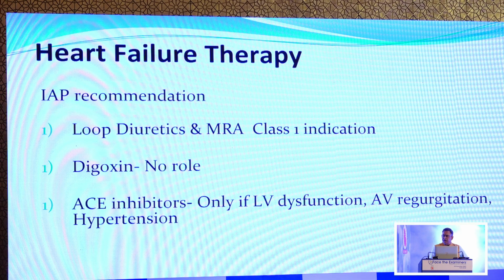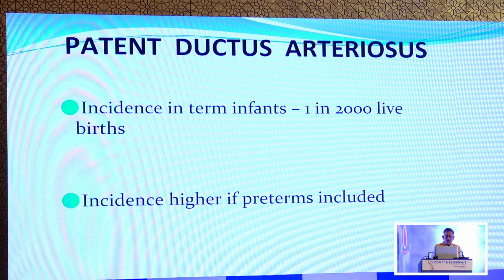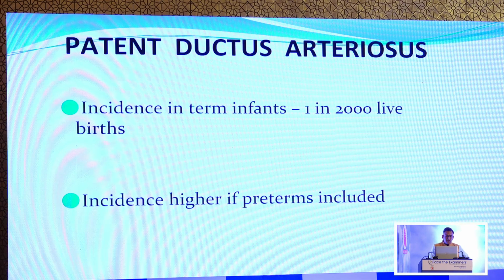Therapy of heart failure: digoxin has no role, contrary to what is believed. The only important thing is loop diuretics with MRA or ACE inhibitors. And transcatheter closure may also be done, but it is not applicable to large VSDs; it is classical for muscular VSDs. Why? Because there are risks of complete heart block, and again, in very small ones, it should not be done.